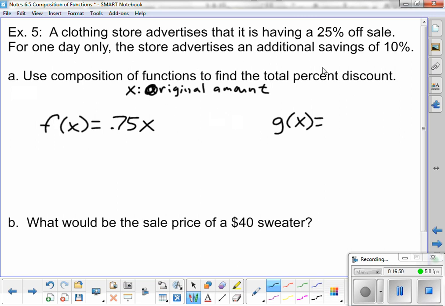Okay, g of x, we'll count this to be our 10%. So if you're taking 10% off, that leaves 90%, which is 0.90x.